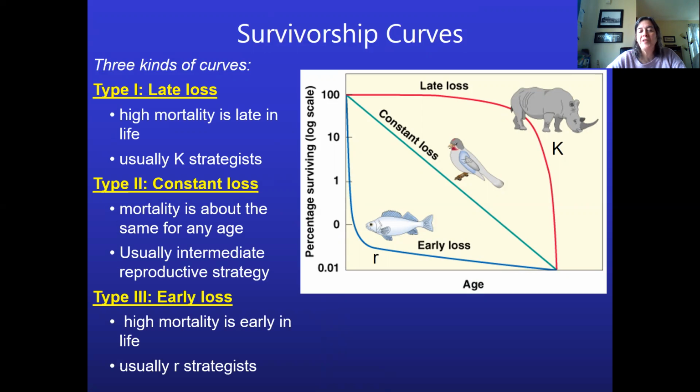And then there's type 3, which is early loss. And that means high mortality early in life. These tend to be your r strategists. A lot of those salmon eggs that hatch don't live very long, or they don't survive, or insect eggs, etc.